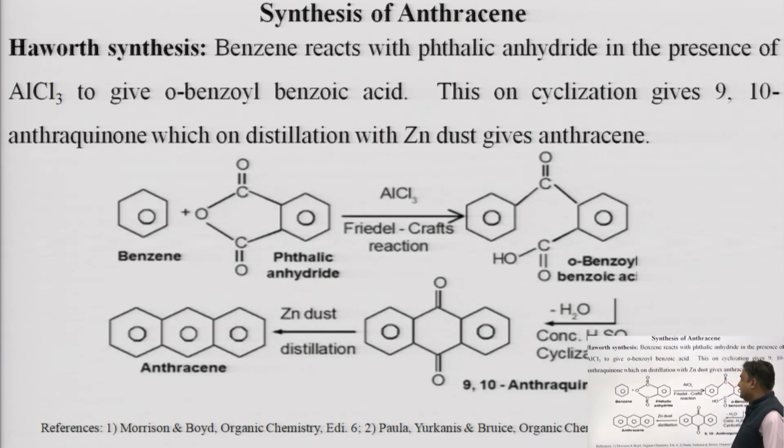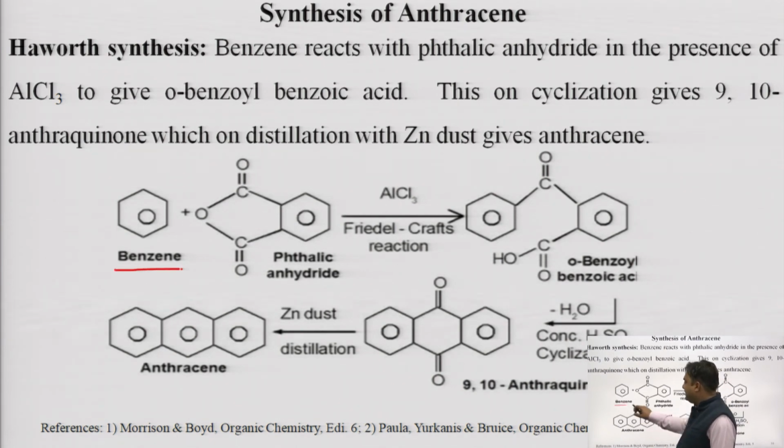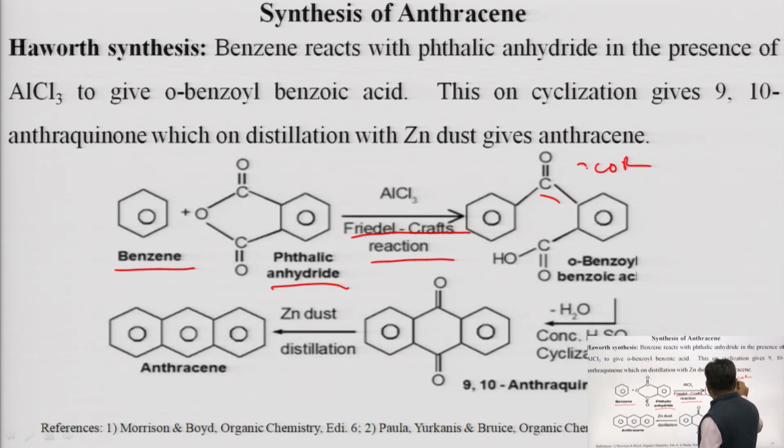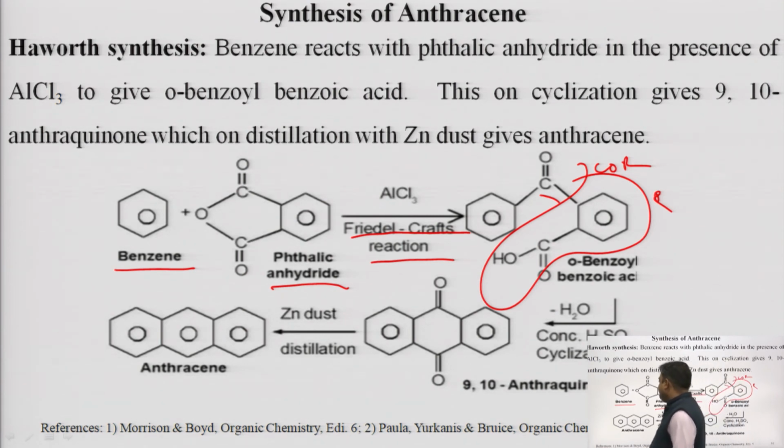Haworth synthesis we have already discussed, but again we can discuss it. In benzene as a starting product, phthalic anhydride we are using. Then we use AlCl3, which is a Lewis acid. In the presence of that, Friedel-Crafts acylation reaction is going on. So COR, this whole portion is R. So acylation is occurring. What is happening? Again I am telling you, this carbon is having 1 hydrogen.